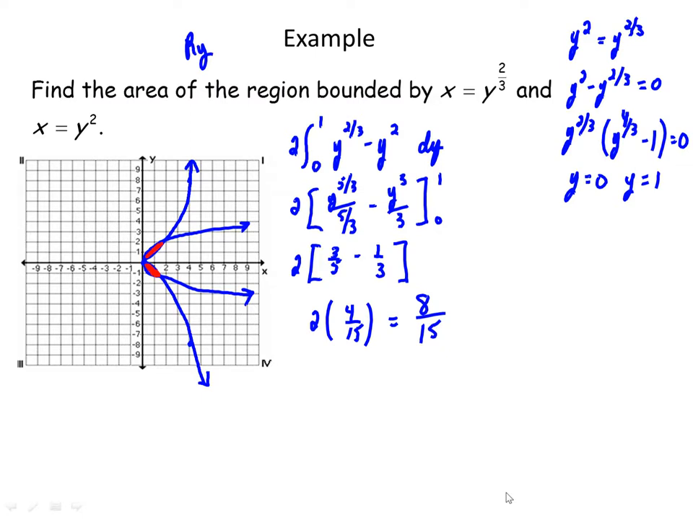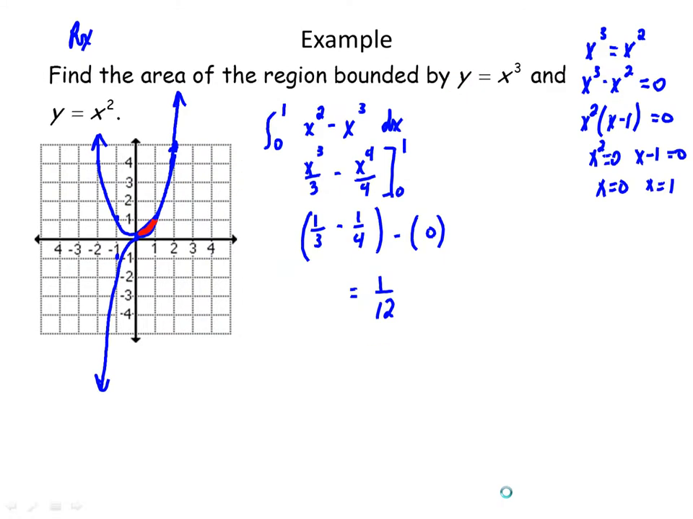Now, what if you graph these and you have no idea which one's on top and which one's on bottom? And the reason I say that is because what if we have graphs such as this one? What if you can't tell by this graph which one's on top and which one's on bottom? What are you going to do? Well, the first thing you want to do is find your boundaries. That you can do with the algebra, right? And then you want to pick a number in between your boundaries. So if your boundaries are from 0 to 1, pick a number between 0 and 1. What would you say? 0.5.